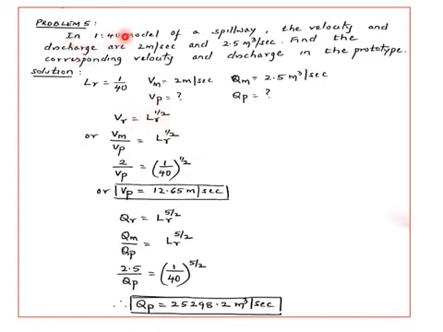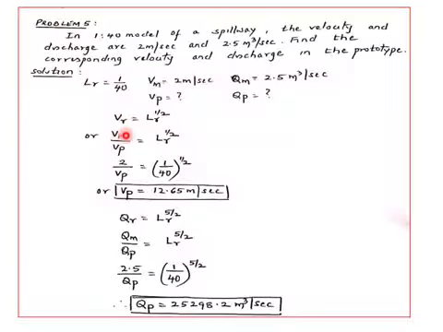Problems will be very easy when you try to express everything in terms of linear scale ratios. Here a 1:40 model is given, so therefore LR is 1:40. The velocity in the model, Vm, is 2 meter per second, and the discharge is 2.5 meter cube per second. Then find the corresponding velocity and discharge in the prototype. So we have to find Vp and Qp.